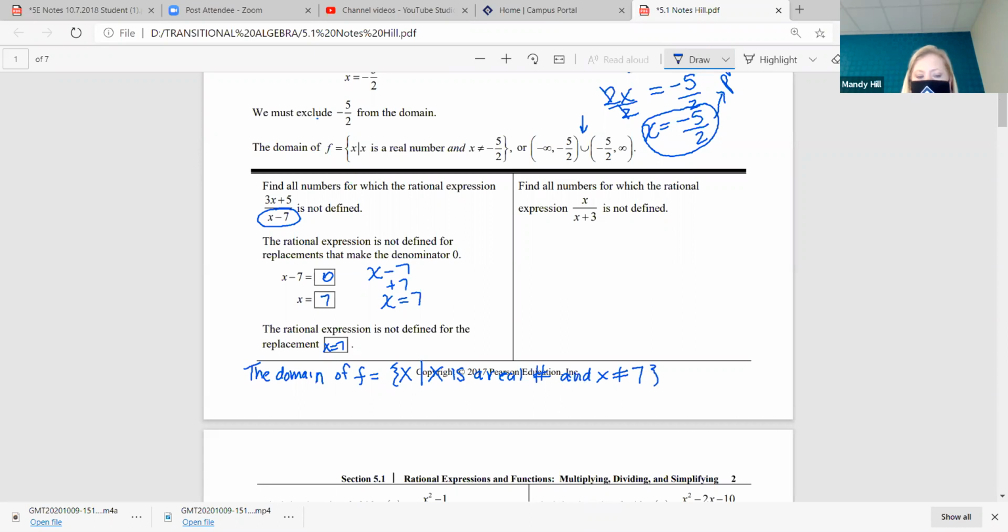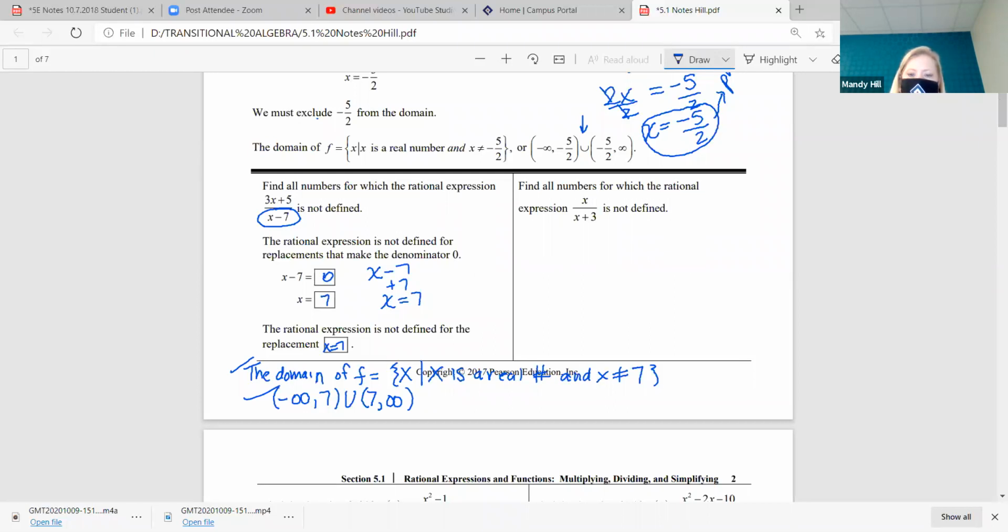The other way to write this is we're good from negative infinity to 7, but not equal to 7, and then join that with we're good starting at anything bigger than 7 to infinity. These two things, this and this, say the exact same thing. It's just different notation. We got to split at 7.